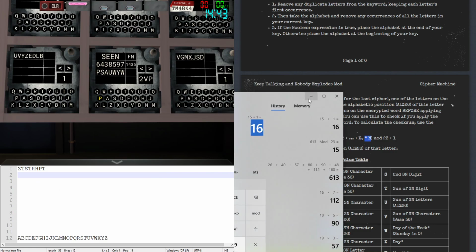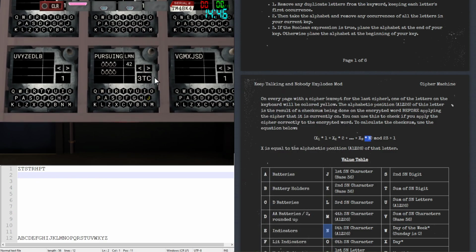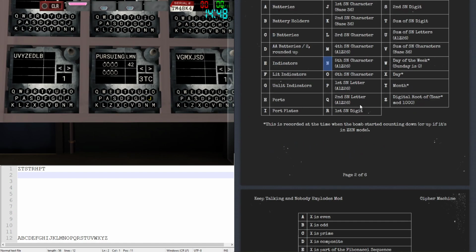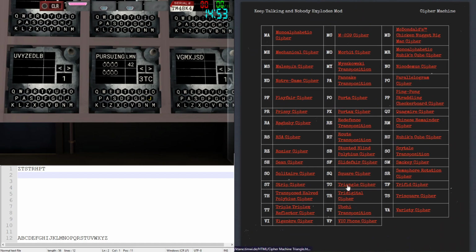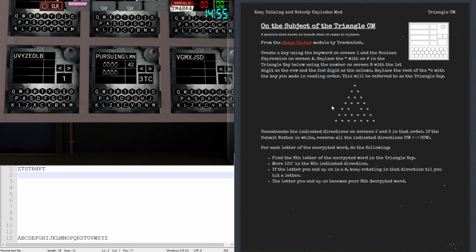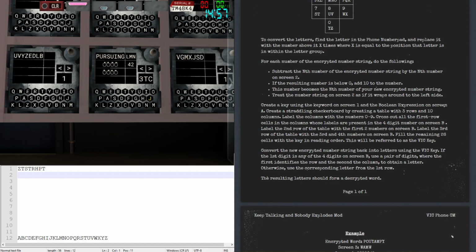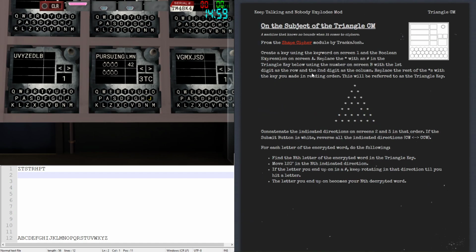All right, moving on to the next cipher, which is TC. And if I remember correctly, this is going to be Triangle Cipher. Now, some of these ciphers come from the colored ciphers, like VIC Phone Cipher, but this one comes from Shape Cipher by Trax Josh. And all the ciphers from Shape Cipher have been completely revamped. So they're not going to be exactly the same, but they still fit the whole theme of Shape Cipher altogether.